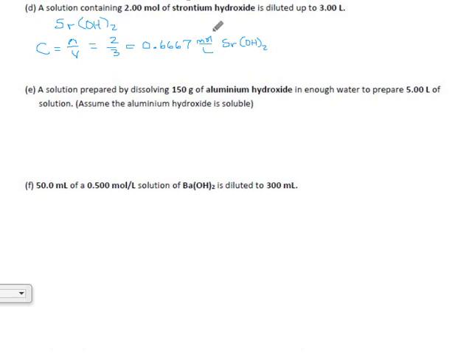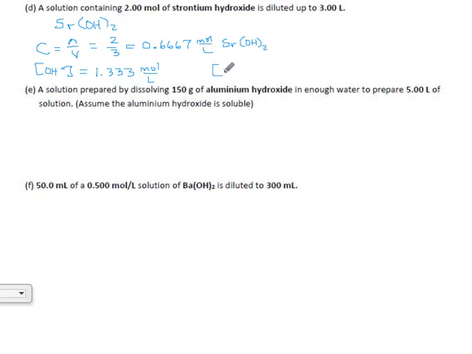Now the hydroxide concentration is not this number, it's twice this number because the strontium hydroxide releases 2 hydroxides when you get it wet. So our hydroxide is 0.6667 times 2, which is 1.333. That's moles per liter again.